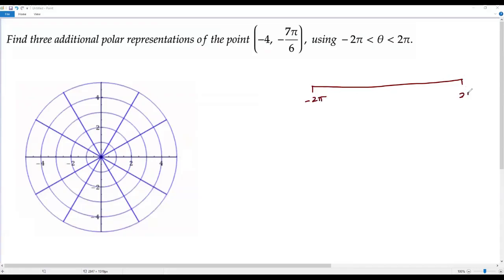When I move from -2π to 2π, the angle measure is increasing. Whenever the angle measure is increasing, we take a counterclockwise direction. If the angle measure is decreasing, then we take a clockwise direction. Here, when we move from -2π to 2π, it's in the increasing direction, so we take a counterclockwise direction. The given angle measure -7π/6 lies somewhere between -2π and 2π. Since we are taking the increasing direction, we go counterclockwise from this side.